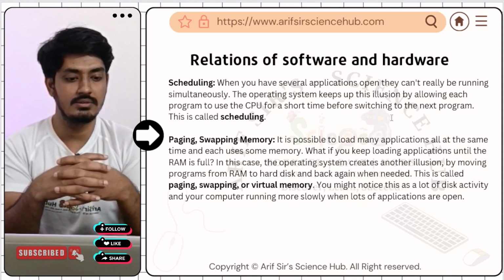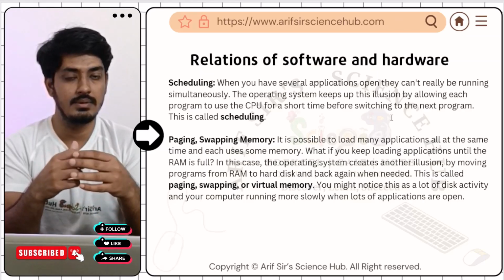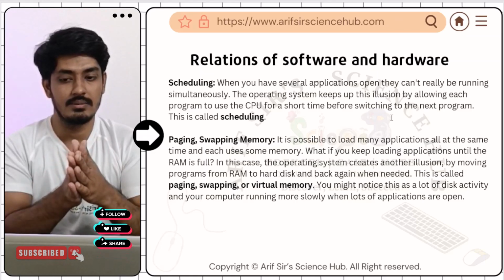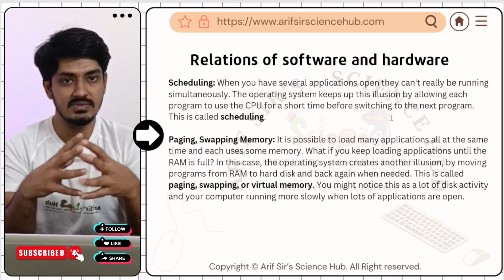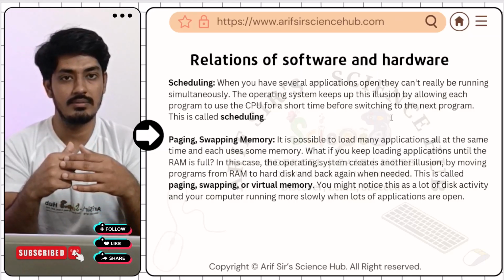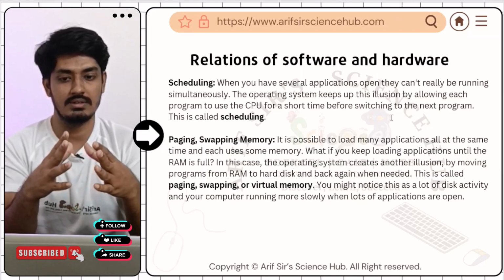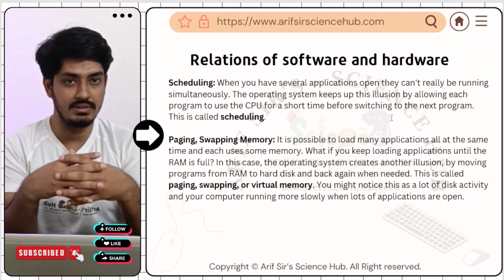So in this case, the memory will be controlled or managed by the operating system. Suppose you have 4 GB of RAM, and at the time you are running multiple applications, what will happen in this case?